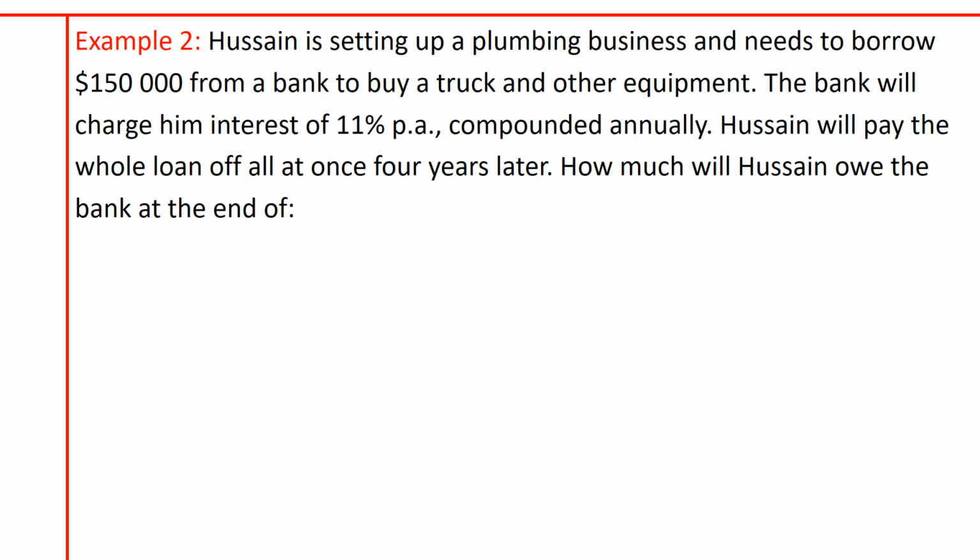Now, this problem here is an example of a loan, and the exact same principles apply with a formula when we're having to borrow money with a loan as well as investing it. So this is one of those examples. So we're looking at 2 years and 4 years here. So again, we're going to highlight those key values: the 150,000 there, the 11% that's compounded annually, 4 years, and we're also looking at 2 years for part A.